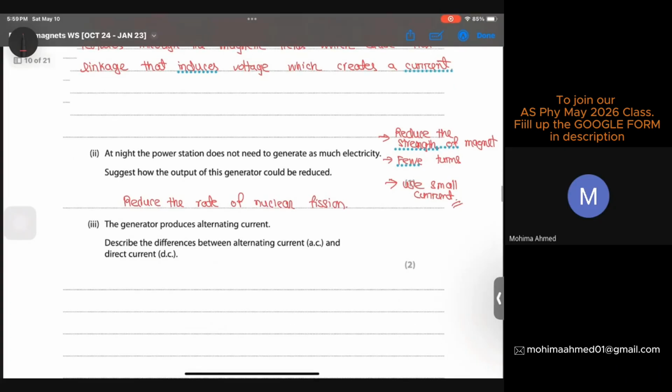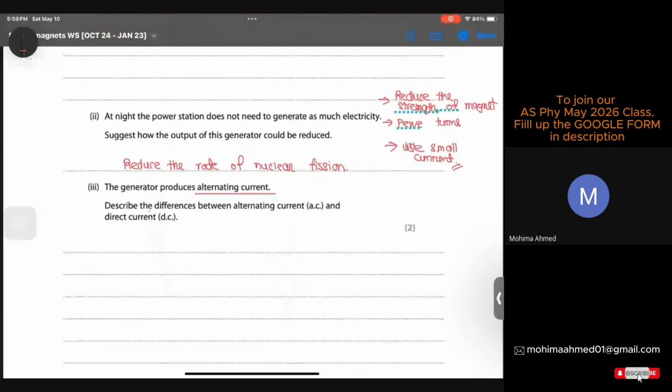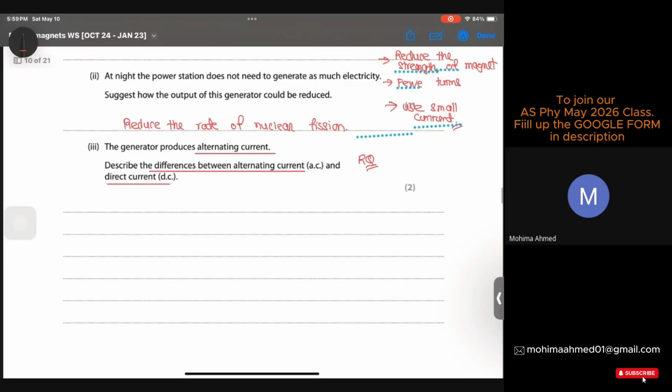And the generator produces alternating current over here. Describe the differences between alternating current and direct current. This is a repeated question. This is from electricity actually, but sometimes they ask this in magnetism also. So we can say that AC changes direction continuously, but DC has only one direction.